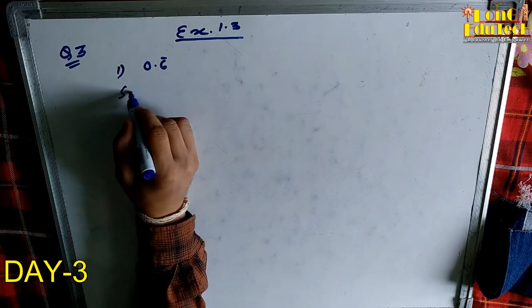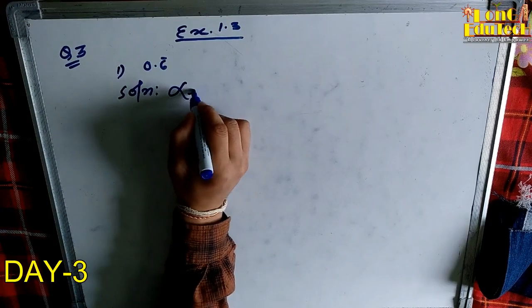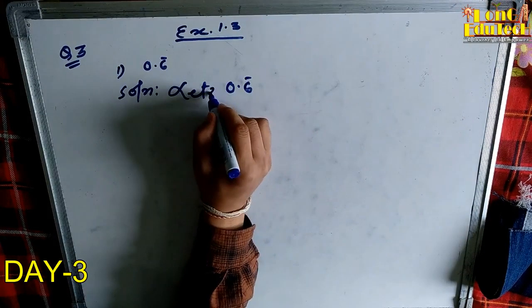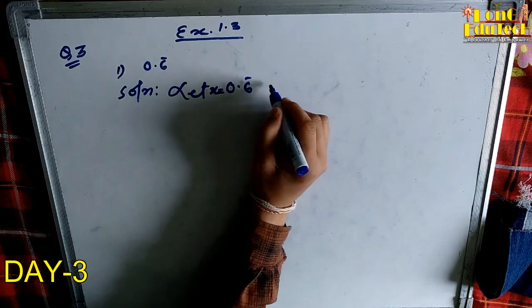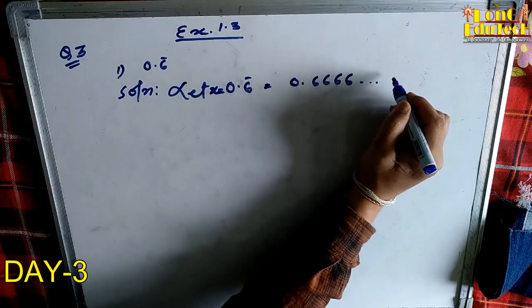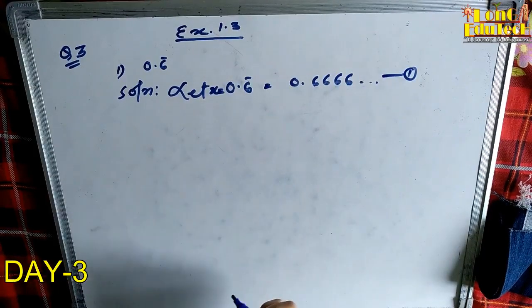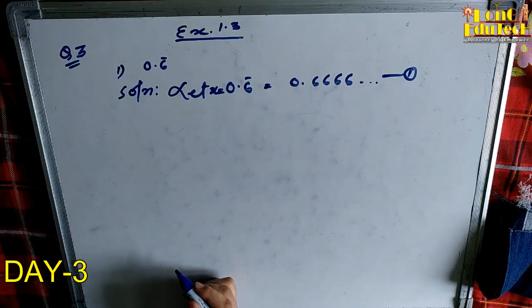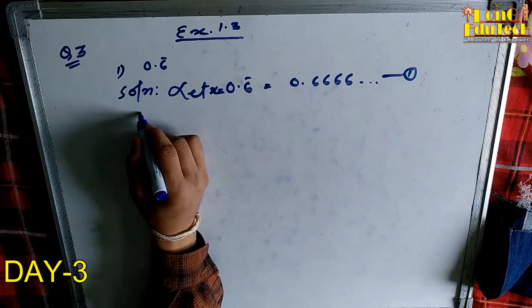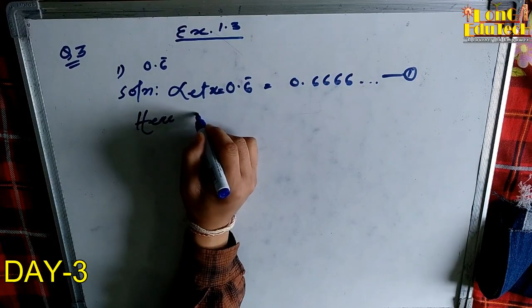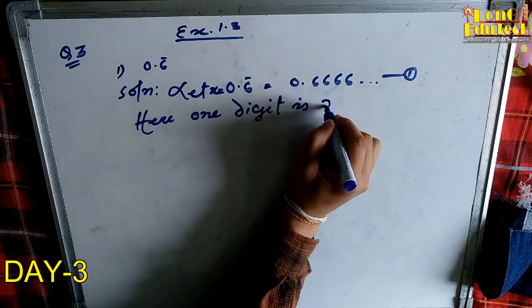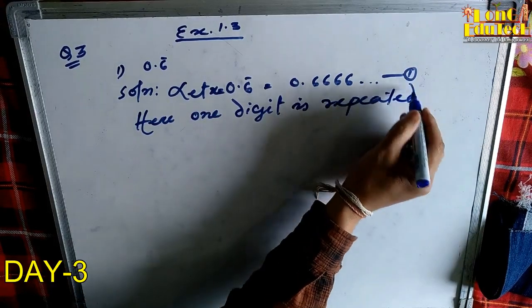Okay, solutions here. What we have to do, first step, let x is equal to 0.6 bar. That is how much we can write? 0.6666, as much as you want, you can write. So this you take it as equation number 1. And you have to keep in mind after the point how many digits are repeated. So according to that, we will multiply. Here 1 digit is repeated.